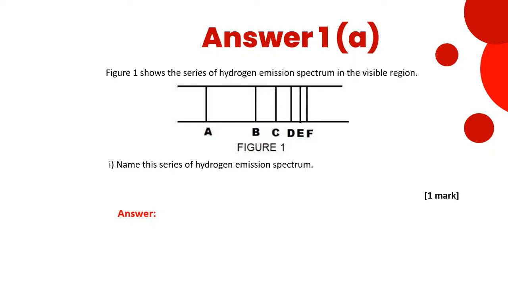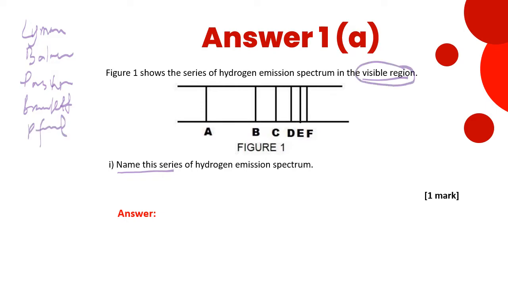Now, first of all, let's look at how to name this series. So this is visible region. So how many series do we have? We have Lyman series, we have Balmer series, and we have Paschen, Brackett, and Pfund. Now, which series actually is found in the visible region? Yes, it is the Balmer series. So the answer is Balmer series.